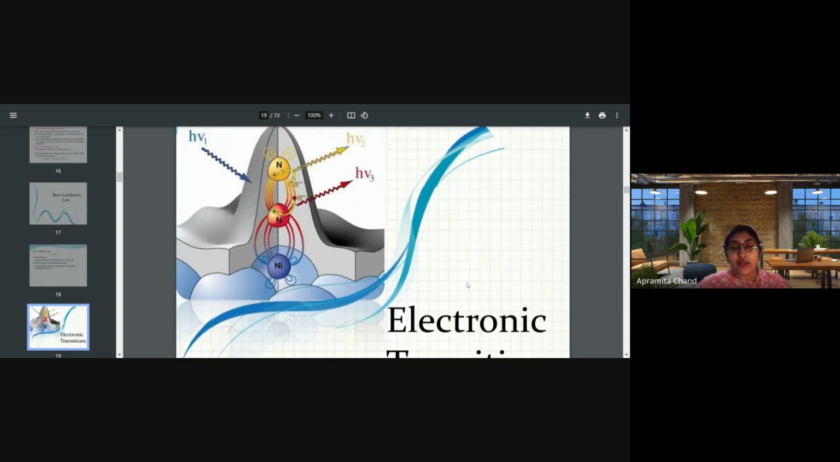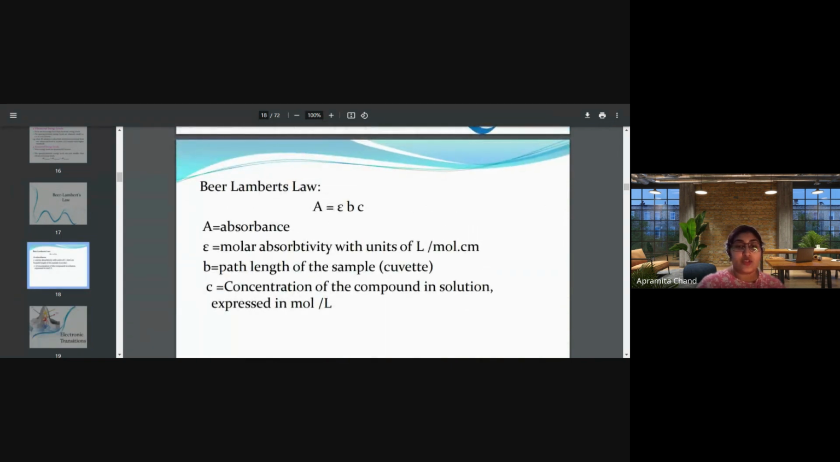So now before we come to electronic transitions, let me just give you some problems. You will solve them at your home, but these are from previous years' questions. That is why I'm interested to tell it to you, so that you will solve and keep it at your convenience. Okay, so just write: calculate the absorbance.